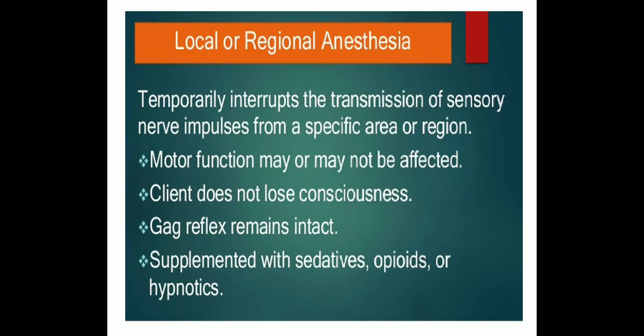Next is local or regional anesthesia. For some sorts of minor surgery, we use local or regional anesthesia. So the function is that it temporarily interrupts the transmission of sensory nerve impulses from a specific area or region. Suppose there is a cut in the hand or the foot and we need to stitch the wound. At that time, rather than preferring general anesthesia or spinal anesthesia, we go for local anesthesia. So it blocks the nerve impulses of that area only.